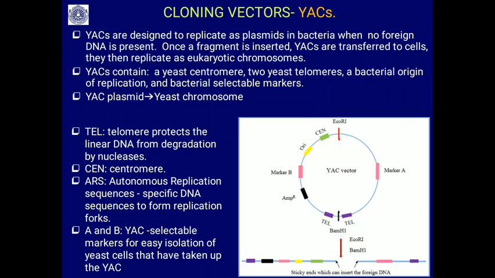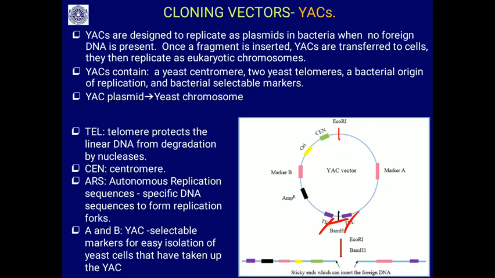and the main thing is, very huge DNA can be inserted in this and replicated. So they have this TEL, which means telomeric portion. So when it gets circularized, these are the ends, they will join, and this is the telomeric portion.